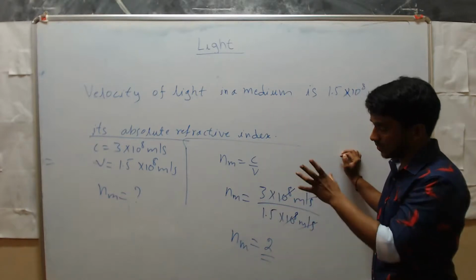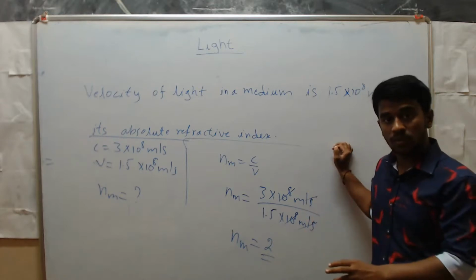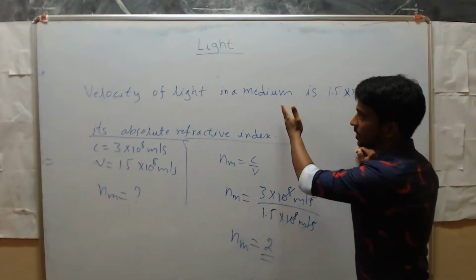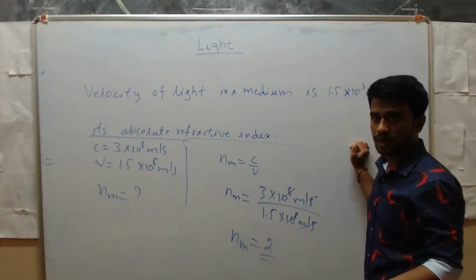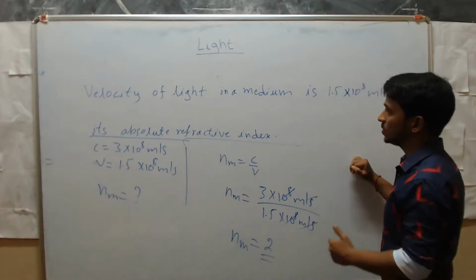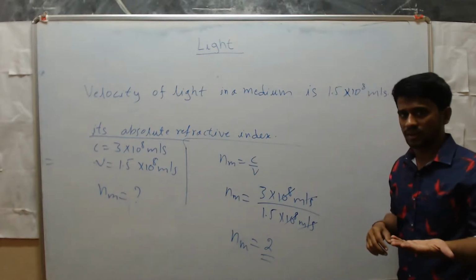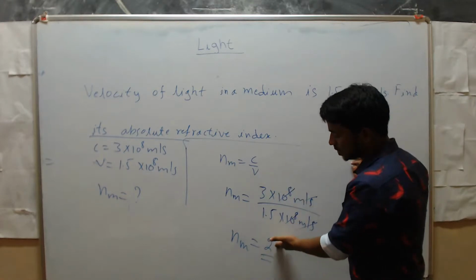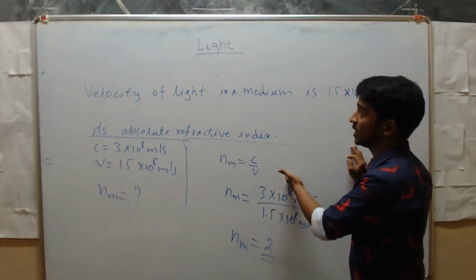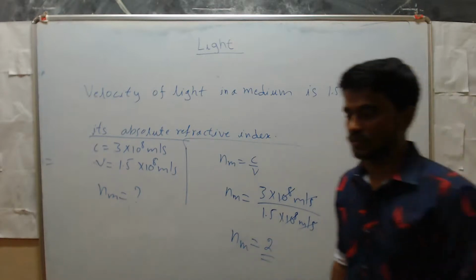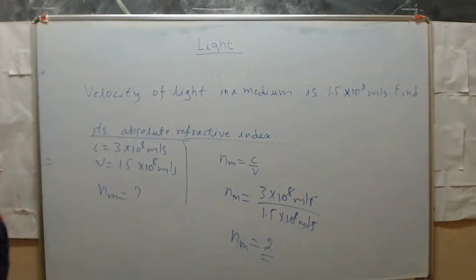Because here we don't know whether the ray of light travels from the medium to air or vacuum. But they asked to find its absolute refractive index, so that's why it's better to take air. So the speed of light in air is 2 times greater than the speed of light in this medium. So this is the meaning of refractive index.